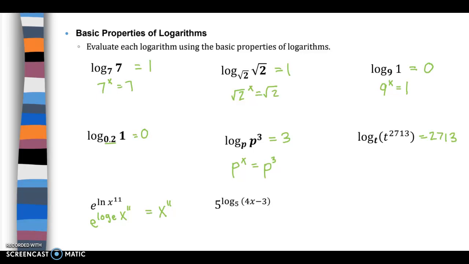Similarly, 5 raised to the log base 5 is going to equal whatever is inside of the logarithmic function, which in this case is 4x minus 3. So that is the basic properties of logarithms.